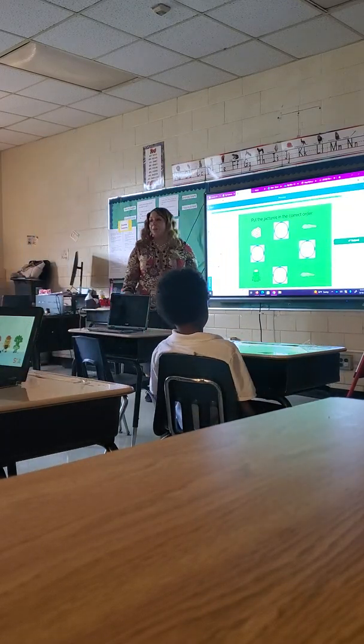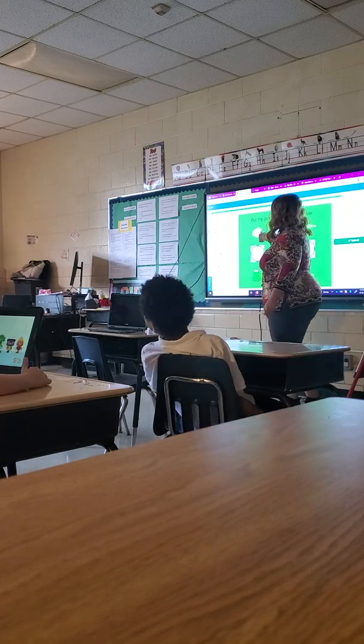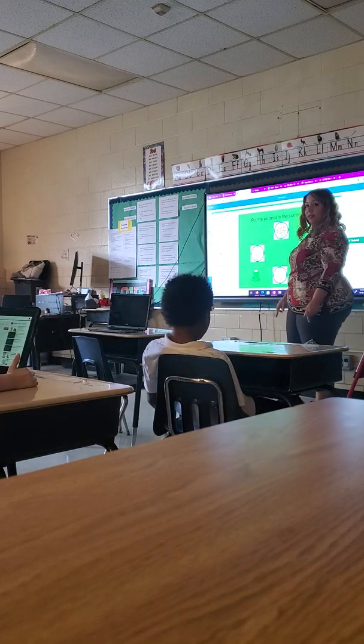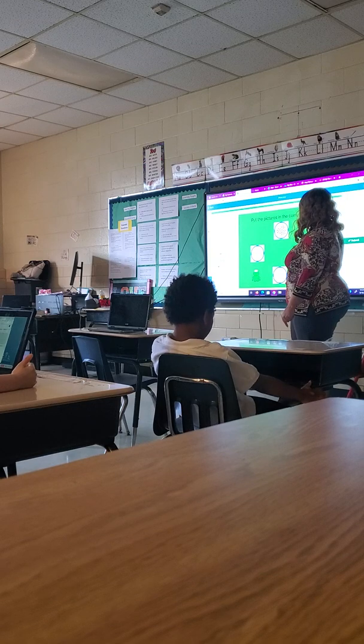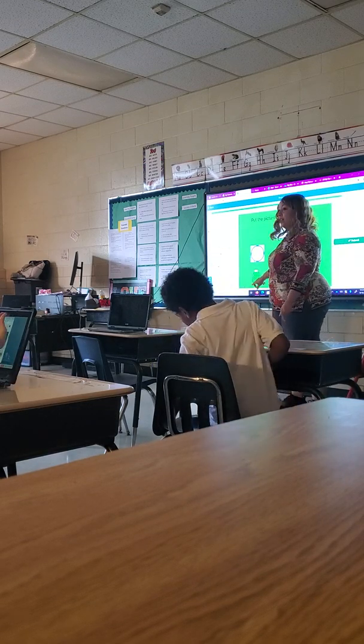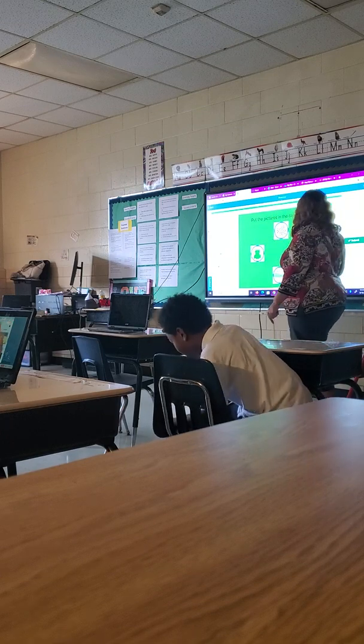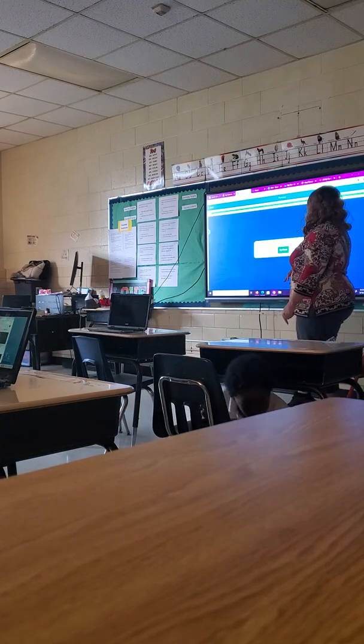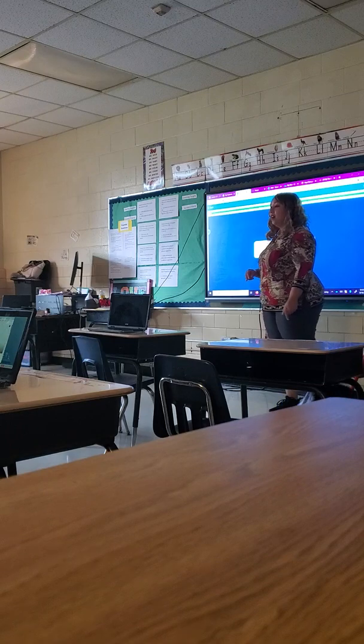Alright. So we're going to put the pictures in order. Remember, we start off as the eggs. Then we have the tadpole. Then we have the froglet. And then we have the adult frog. That is the end of the life cycle.